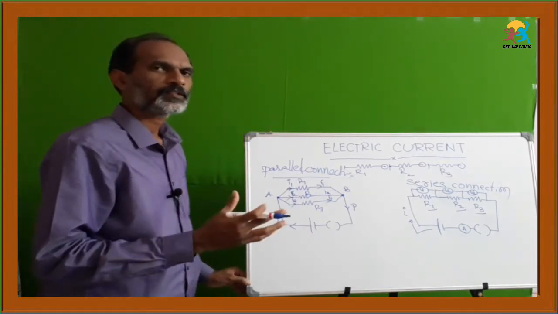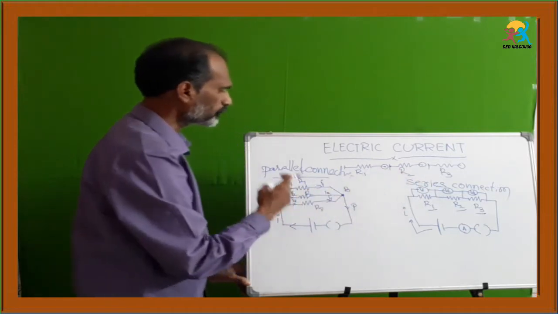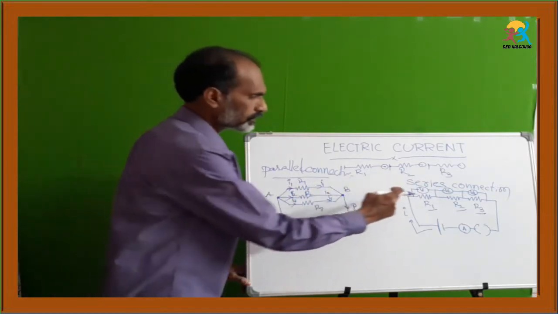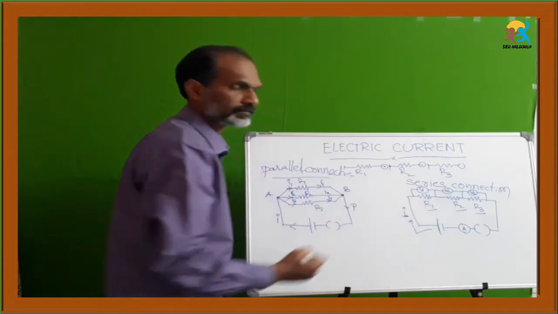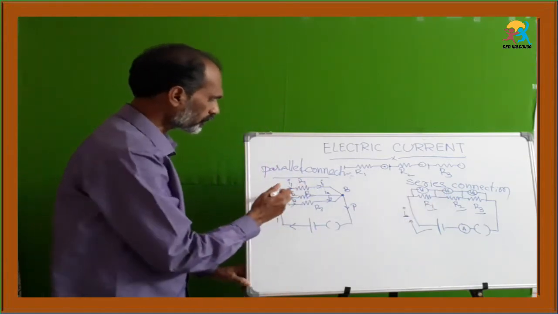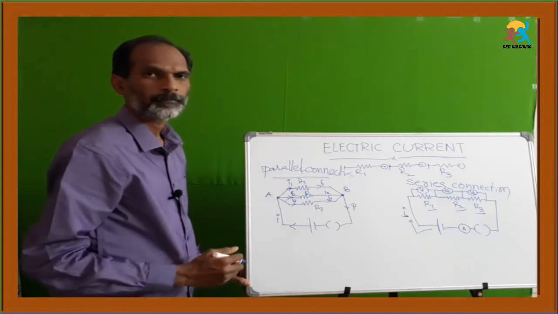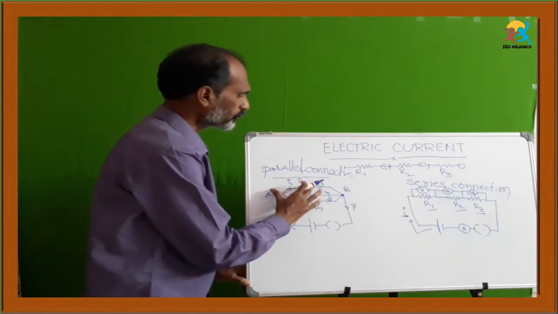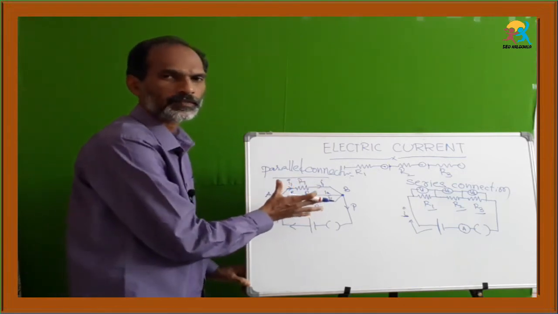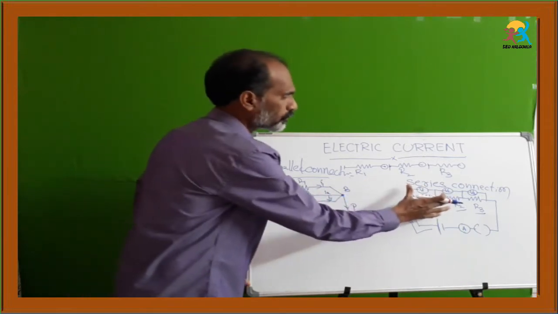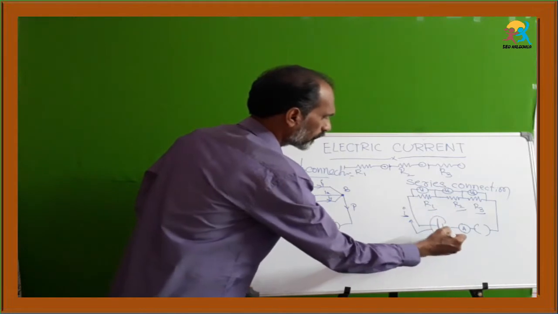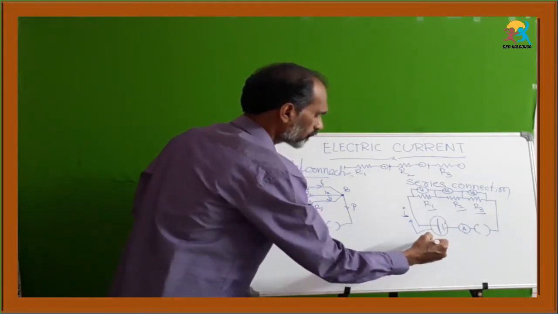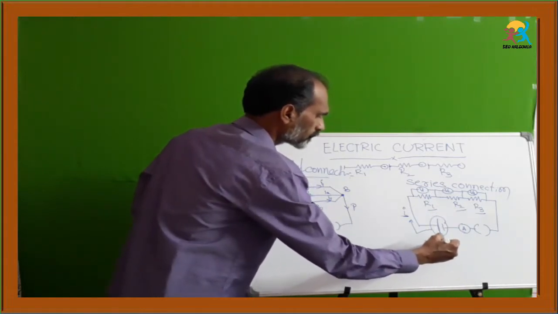The major difference between the series connection and the parallel connection is that in the series connection we provide a single path for the current I, but in the parallel connection we provide different paths. By providing different paths we can change the resistance of the setup. Okay, see, this is a battery.